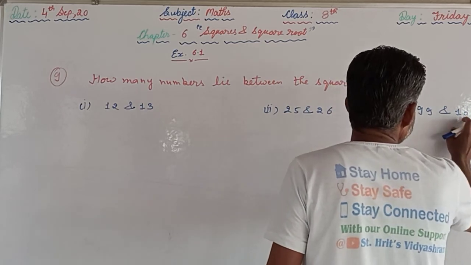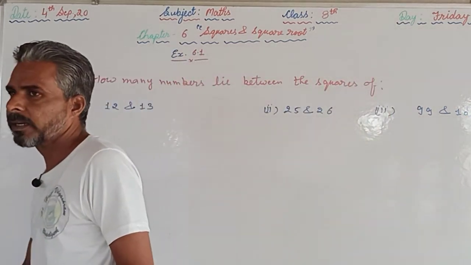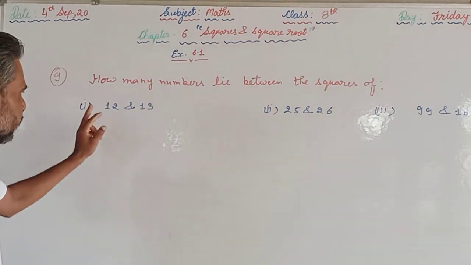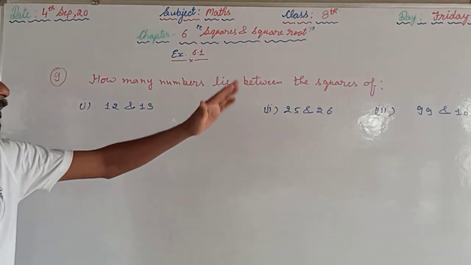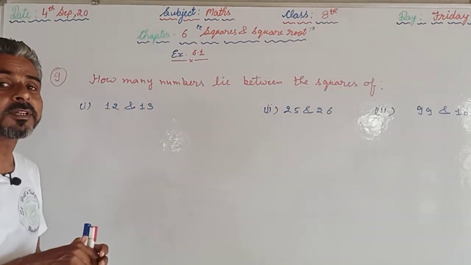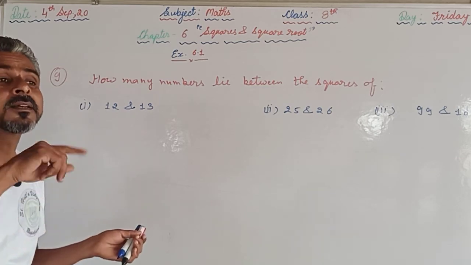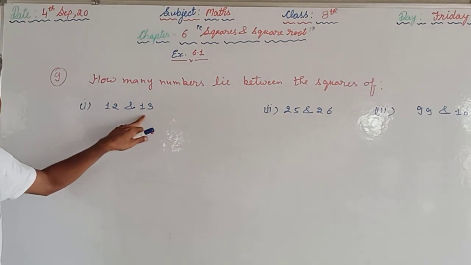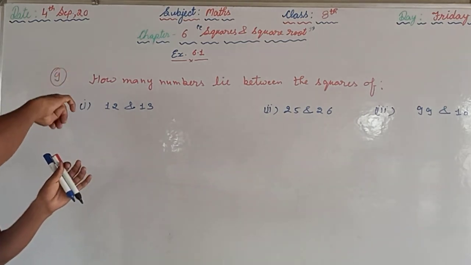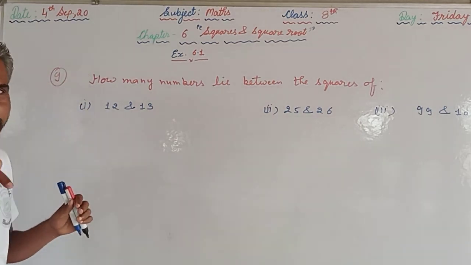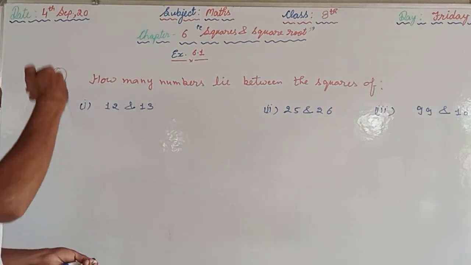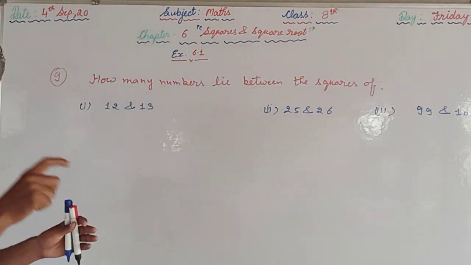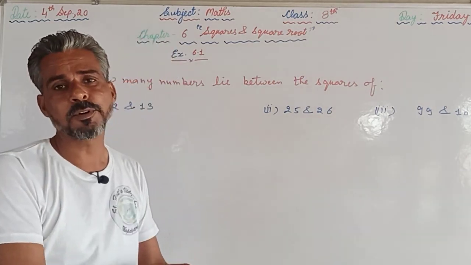As we have discussed in yesterday's video, if two consecutive numbers are there, consecutive means no number is missing, in continuity. After 12, 13 is there, 25, 26, 99, 100. So we can find the numbers lying between their squares. 12 squared is 144, 13 squared is 169. So how many numbers are lying between 144 and 169? There is no need to count.